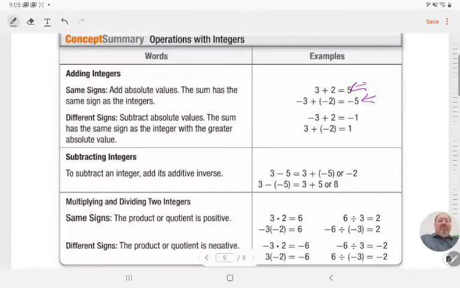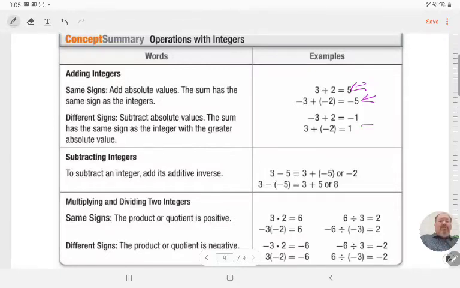And when we do different signs, we just subtract the absolute values and keep the sign of the larger absolute value. So negative 3 plus 2, 3 is larger than 2 in absolute value, so that leaves me an answer of negative 1. And on the other side, I have 3 plus a negative 2, 3 is still the bigger absolute value, so the answer would be positive.